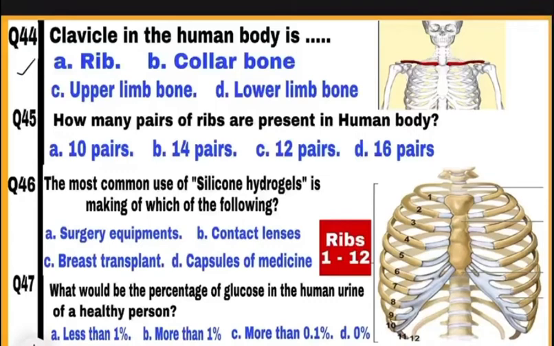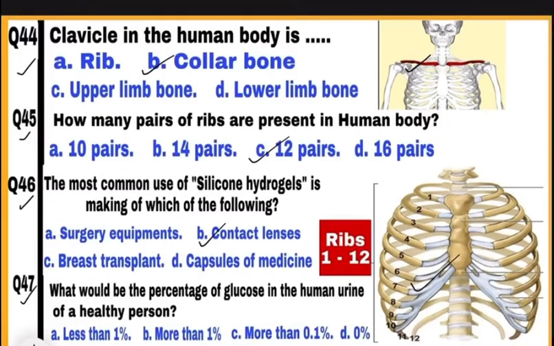44. Clavicle in human body is collarbone. This is the collarbone or the clavicle. 45. How many pairs of ribs are present in human body? 12 pairs of ribs are present in human body. 46. The most common use of silicone hydrogels is making of which of the following? Silicone hydrogels is used for making contact lenses.